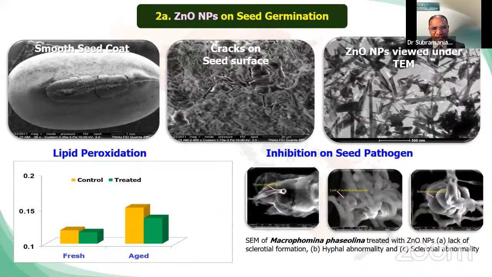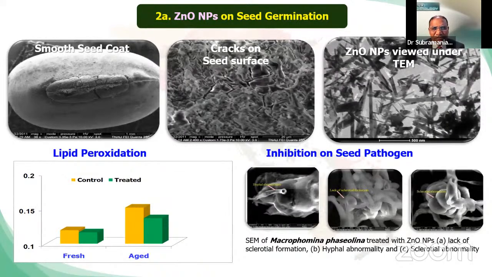Zinc oxide is an excellent nanomaterial that can be used for improving the germination. Of course, Dr. Alok Adholeya would know zinc oxide also has a negative effect. That's why we are very careful in recommending this particular material. But it's a very good nanomaterial. We are going to use only 1 gram. So our recommendation is that we can use close to micro-sized zinc oxide, so that it will be safer. At the same time, we take advantage of that.